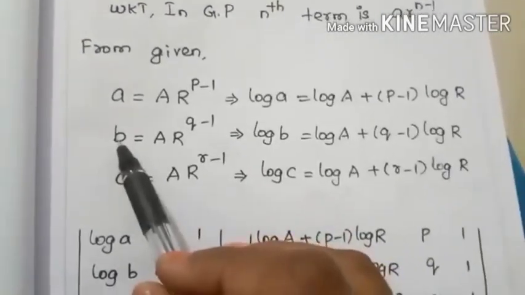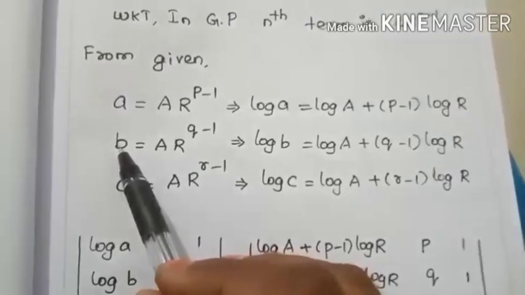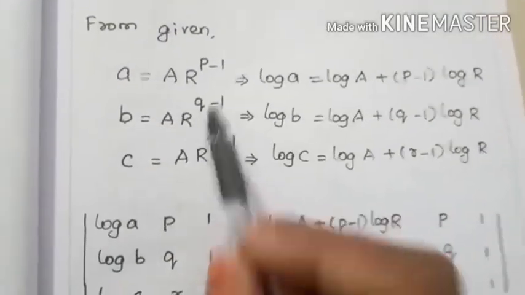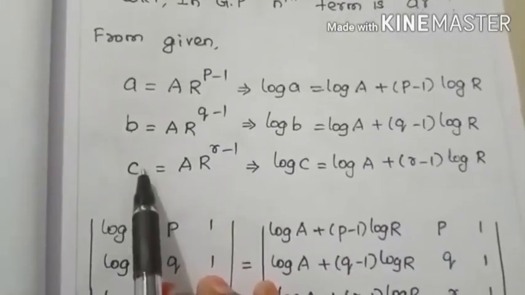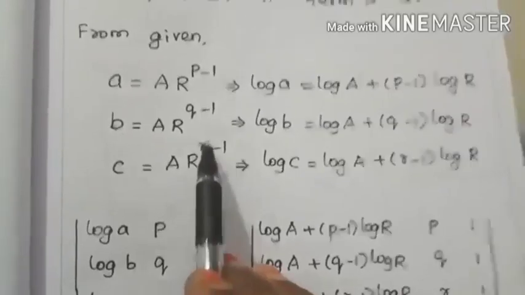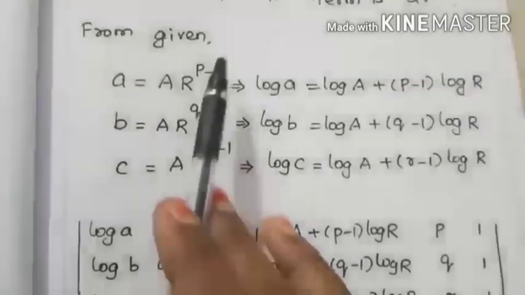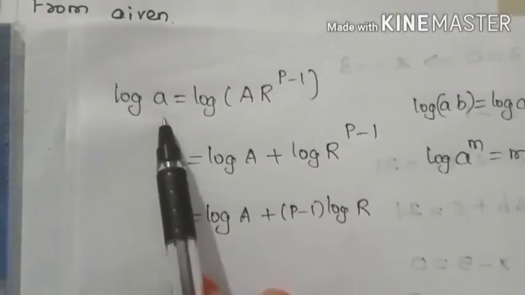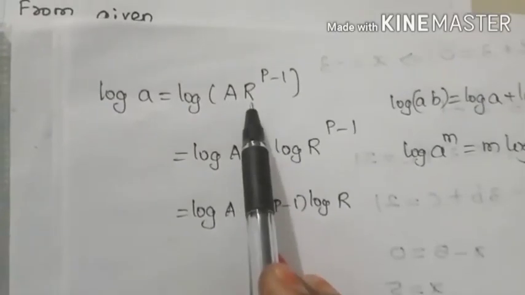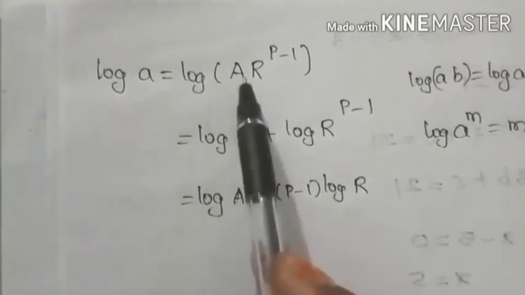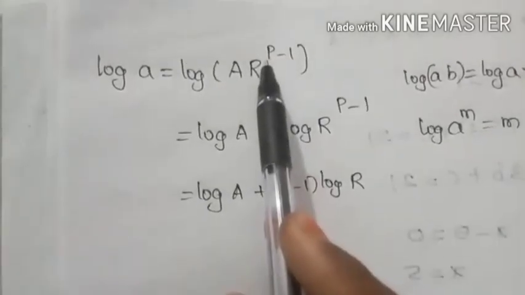Next, b is the qth term of GP, so b is equal to A into R power q minus 1. c is the rth term of GP, so c is equal to capital A into R power small r minus 1. From the given, taking log on both sides, log a is equal to log of A R power p minus 1.